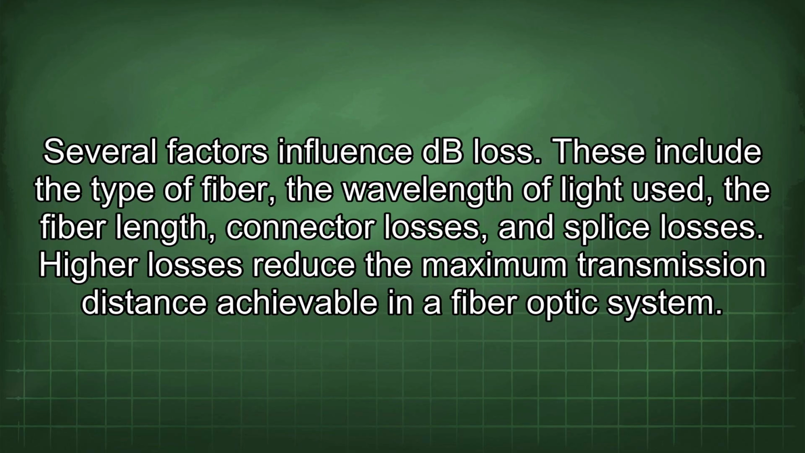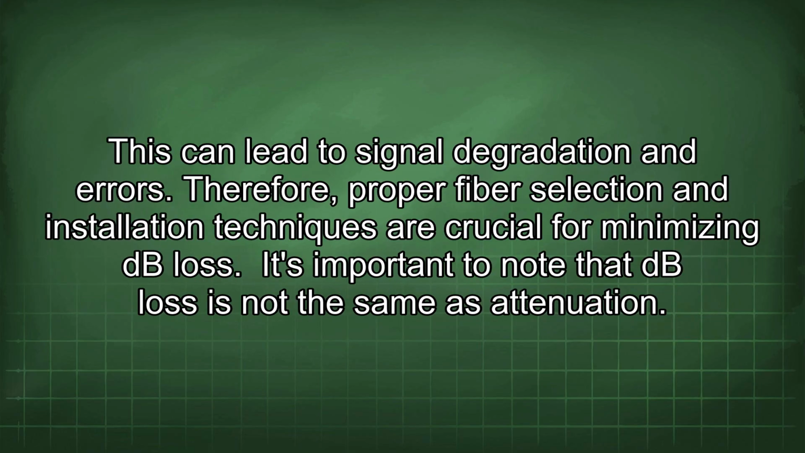Several factors influence dB loss. These include the type of fiber, the wavelength of light used, the fiber length, connector losses, and splice losses. Higher losses reduce the maximum transmission distance achievable in a fiber optic system. This can lead to signal degradation and errors. Therefore, proper fiber selection and installation techniques are crucial for minimizing dB loss.